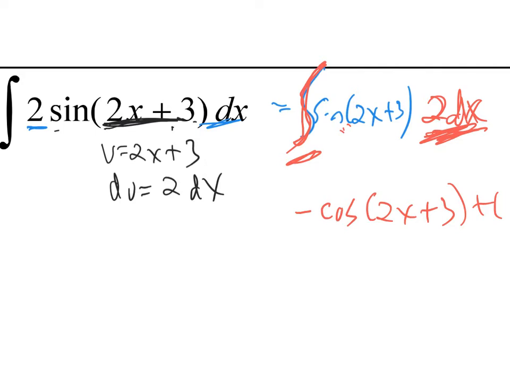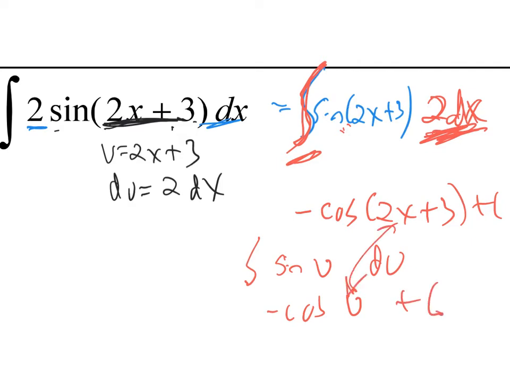Here's how that works with u. See, it would be integrate sine of u du. The answer is negative cosine of u plus c. Negative cosine of u. You see that?